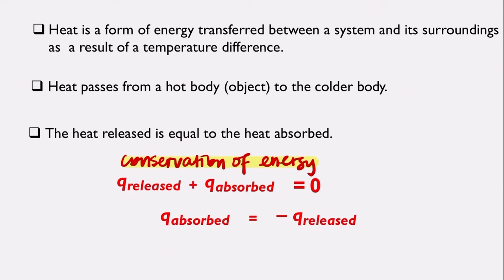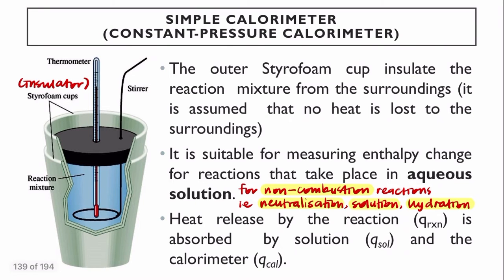So generally, heat released plus heat absorbed is equal to 0. This is like the balance of the universe. Therefore, the heat absorbed is equal to negative heat released. Basically it's just maths. And now we're going to look at the first type of calorimeter, which is the simple calorimeter or coffee cup calorimeter.